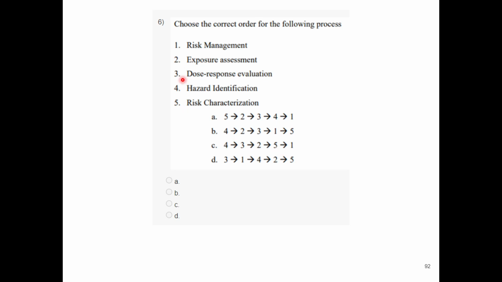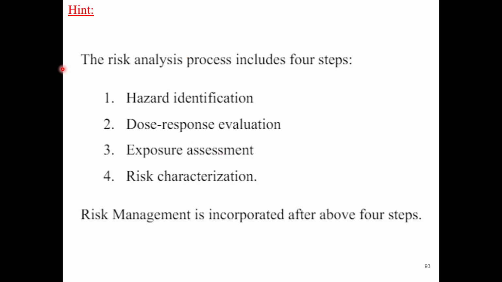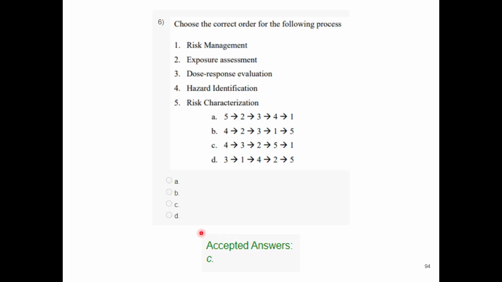That is 5. Okay, and lastly, we go for risk management. That is 1. Okay, so hazard identification, dose response evaluation, exposure assessment, risk characterization, and risk management. Okay, so 4, 3, 2, 5, 1. So C is the correct option. So here also it is written the risk analysis process includes 4 steps: 1, hazard identification, 2, dose response evaluation, 3, exposure assessment, 4, risk characterization, and 5thly, risk management is incorporated after above 4 steps. Okay, so basically C is the correct option. As you see, C, 4, 3, 2, 5, 1 is the correct order.